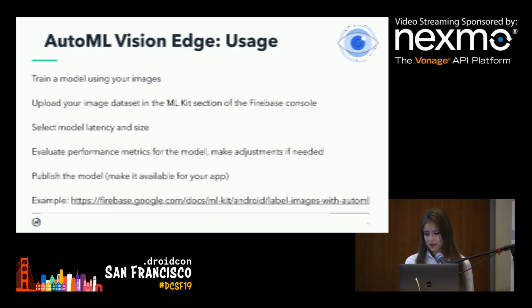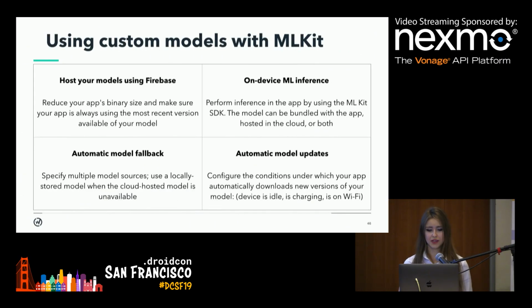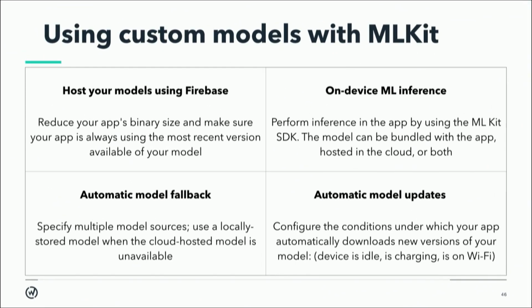Okay, so now let's move on to using custom models with MLKit. And just a quick overview of features it has. So you can host your models using Firebase. That's a great thing, so you can make sure that your app is always using the most recent version of the machine learning model. You can perform the inference in the app, and the model can also be bundled with the app, or it can be hosted in the cloud, so you have different options there.